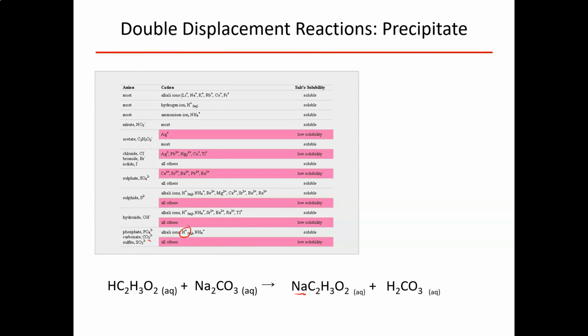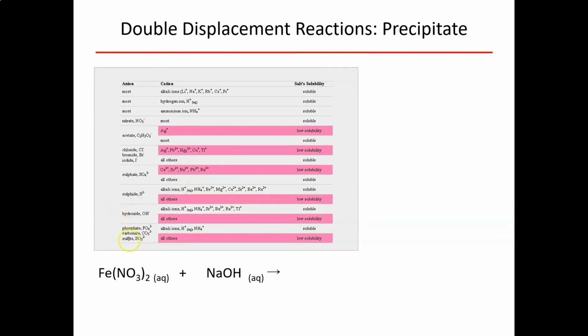So again, this would lead me to no reaction, but then we remember that my carbonic acid will break down into H2O and CO2. So I have iron 2 nitrate reacting with sodium hydroxide. So we can have our substitutions. Okay. Here I have a group 1 metal. So I know that all elements with group 1 metals are aqueous.